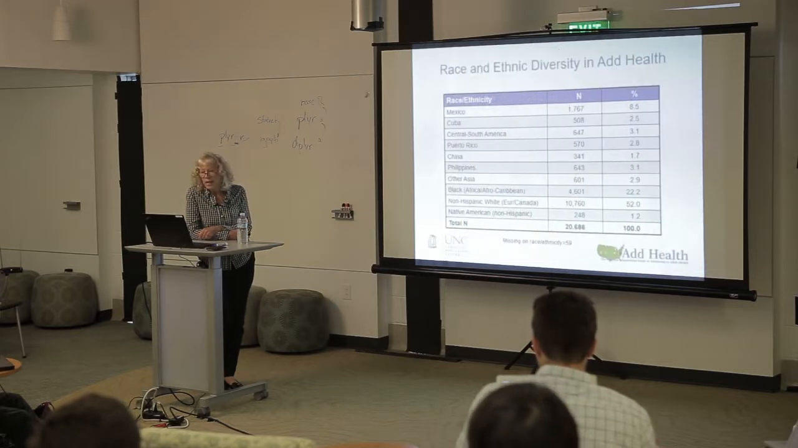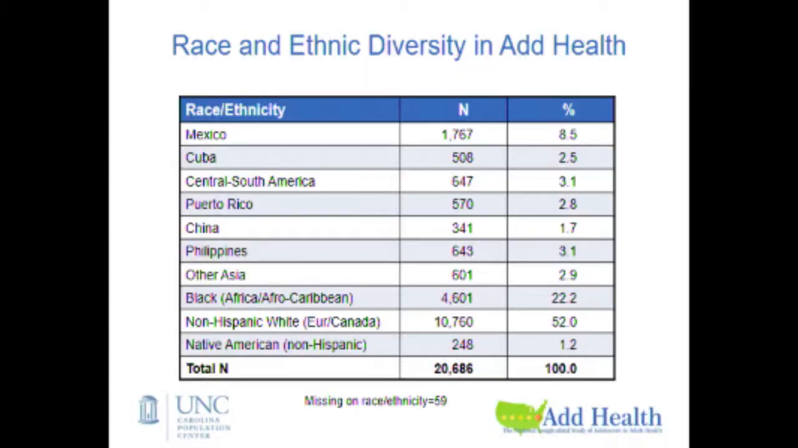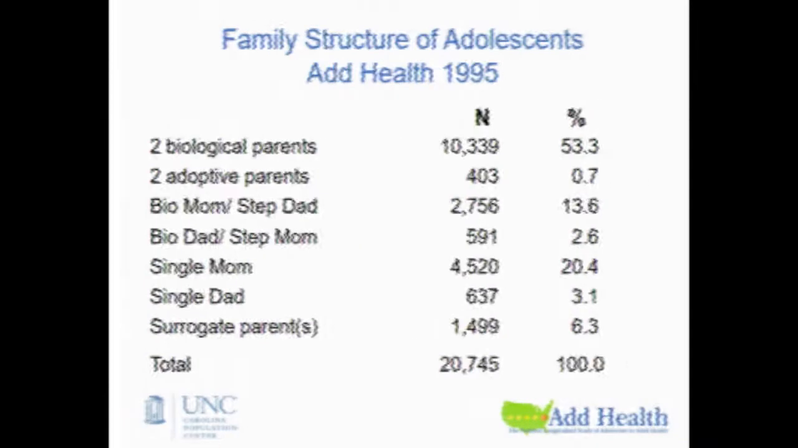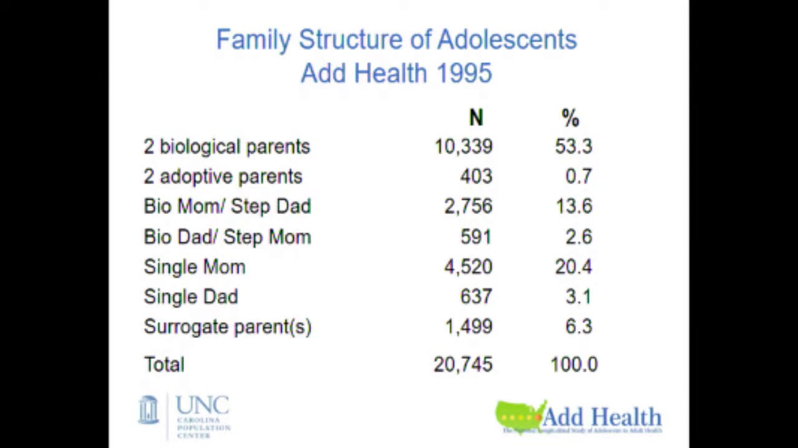It's a great example. And actually, there's tremendous race and ethnic diversity in AdHealth. There are 9 different race and ethnic groups that you can really analyze separately due to those oversamples. There's a lot of diversity in terms of the family structure of the adolescents, primarily because of the oversamples of the different genetic samples.